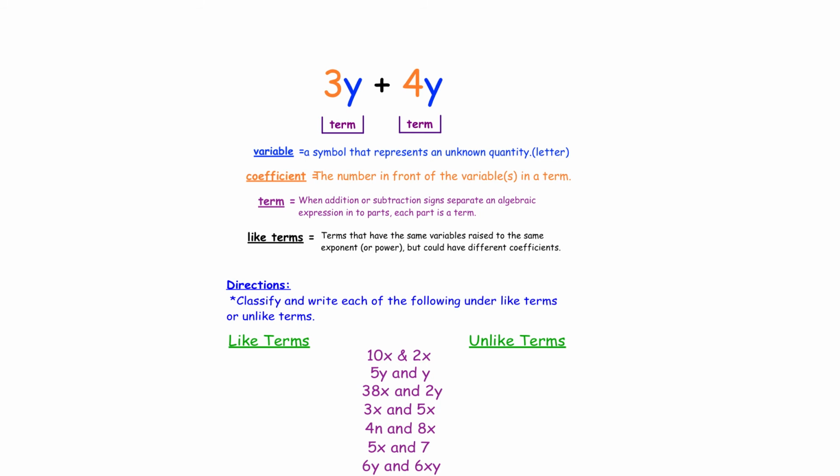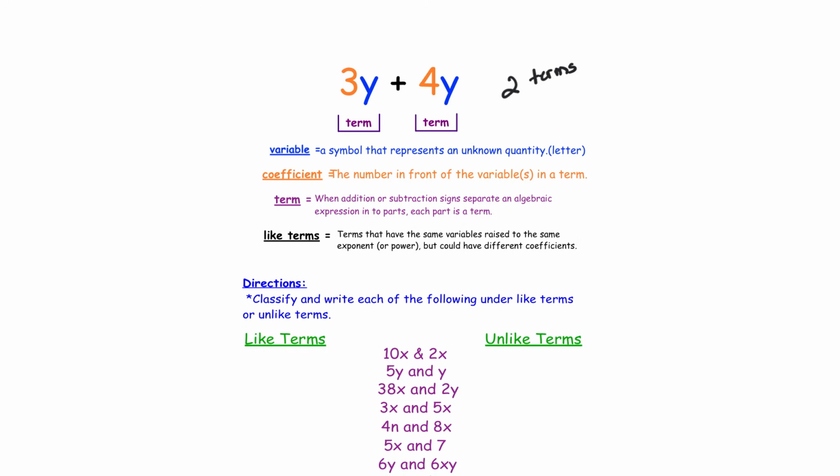Again, some review. We have the expression 3y plus 4y. The terms are actually numbers with variables that we add or subtract together. So in this particular example, there are two what we call terms. And the terms are 3y and the other one is 4y. Let's review some more vocabulary.